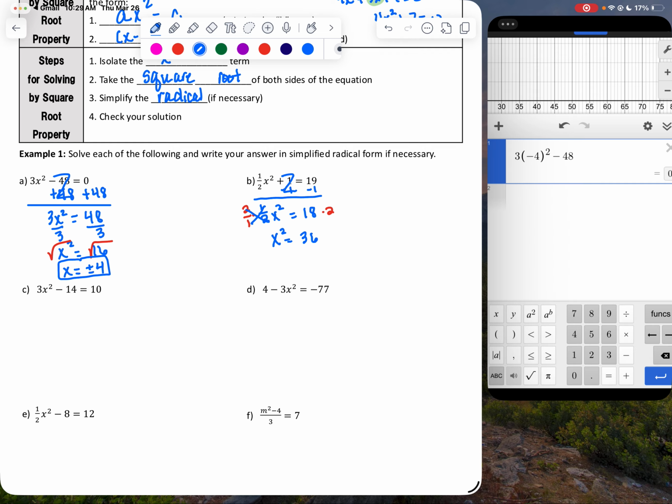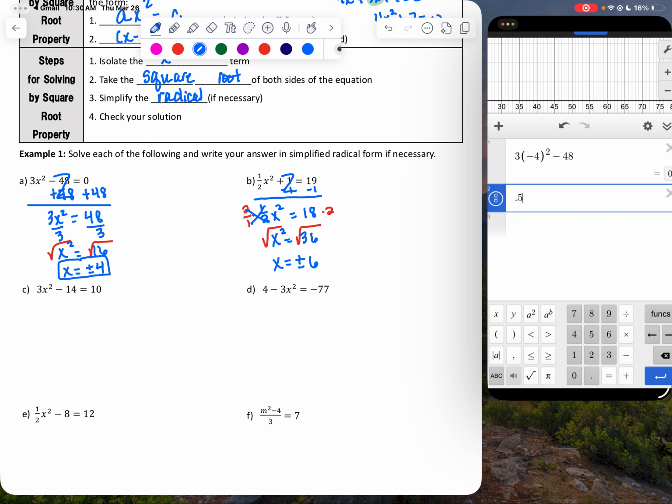All right, so we've done step 1. We've isolated the x squared. Step 2 is to take the square root of both sides. So the square root of x squared gives us x, and the square root of 36 is positive 6 or negative 6. So I'm going to put plus or minus 6. Now when I check this one in my calculator, I'm going to use 0.5 instead of 1/2 because it's easier to type in.